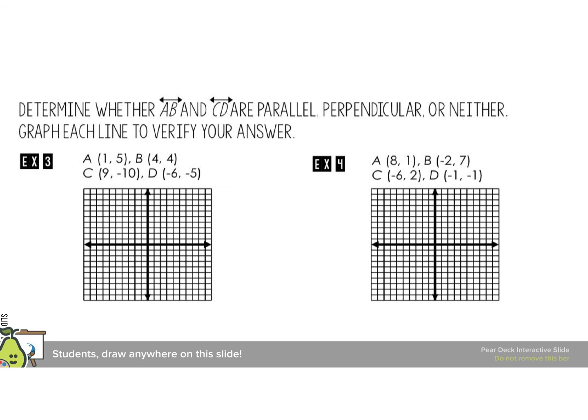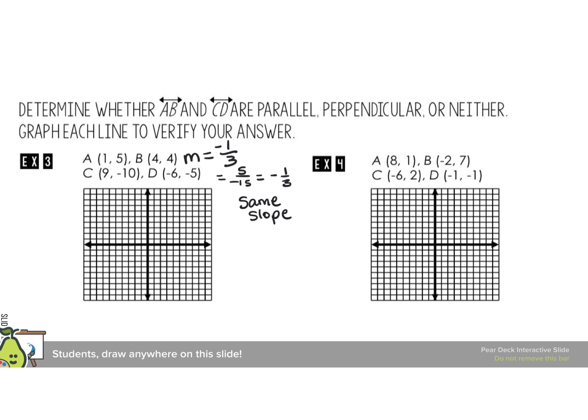In these last two examples, we're going to find the slope, then we're going to graph it to verify that they are parallel, perpendicular, or neither. So for the first one, let's go ahead and find the slope. So for both of these lines, you should have a slope of -1/3. So let's go ahead and graph the points.